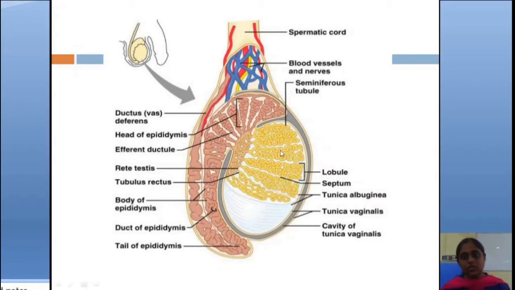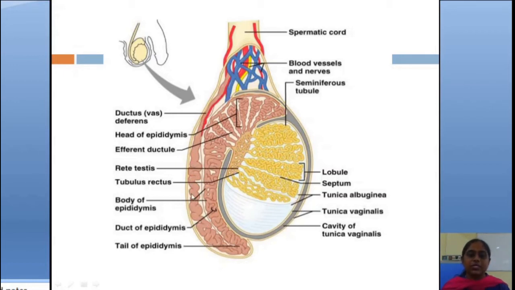The rete testis joins the epididymal region of the male reproductive system. The epididymis is said to be the maturation spot of the spermatozoa. Further classes will study the structural details of the epididymis in detail. Here, the portion covering the testis is called the head region of the epididymis, and this is the middle portion called the corpus, and this forms the end tail region, also called the cauda region of the epididymis.